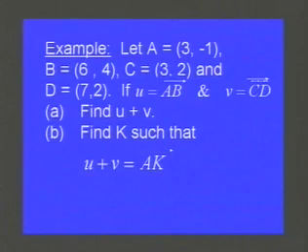Okay, another example. This time, let A be (3, -1), B is (6, 4), C is (3, 2), and D is (7, 2). If U is AB, so U goes from the point A to the point B, and V goes from the point C to the point D, first of all, I want to find U plus V, and then I want to find a K such that U plus V is equal to AK.